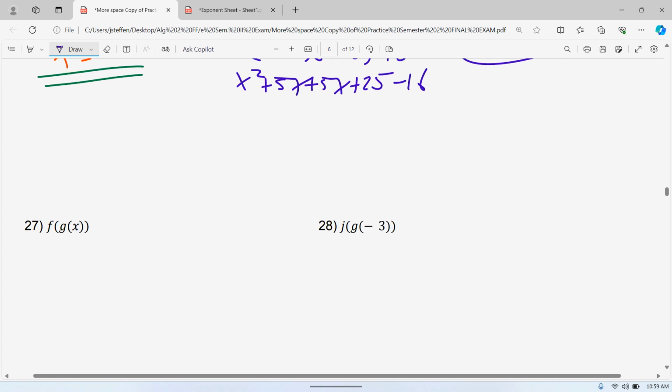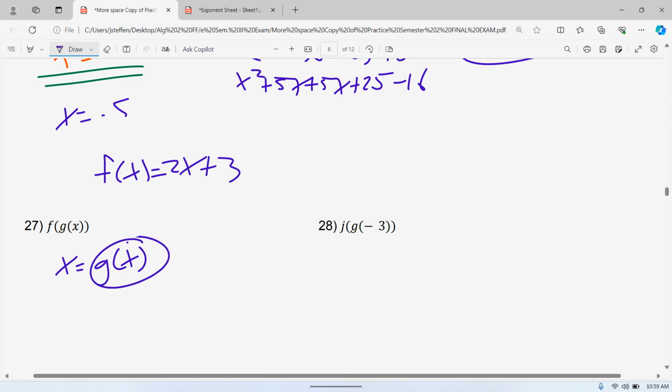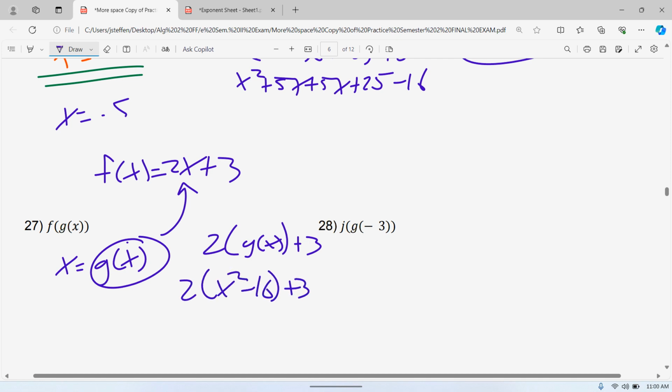Of g of x, that's a composition. And again, it's almost to number 24 and 25. X is equal to -5. This one, we plug in g of x for the x of our f equation. So we're taking the g equation and putting it in x, plus 3. The g equation is the one we've been using, x squared minus 16, plus 3. Distribute that 2, that's minus 32 plus 3, which is minus 29.